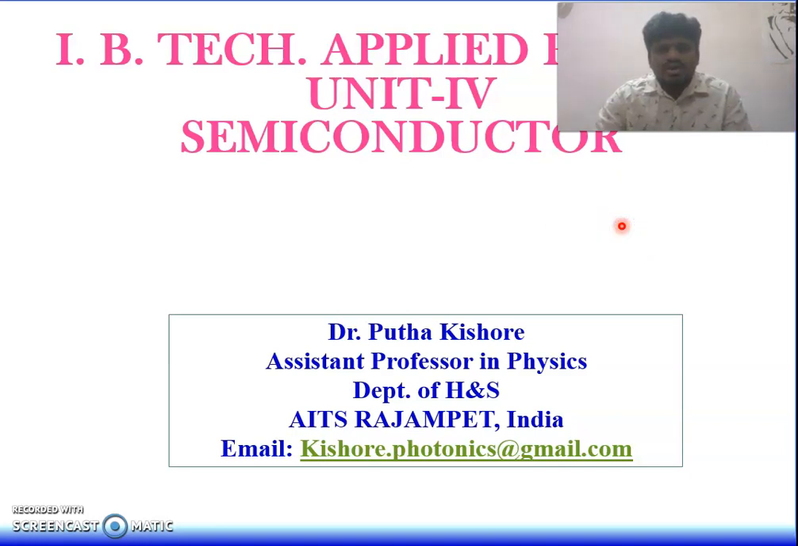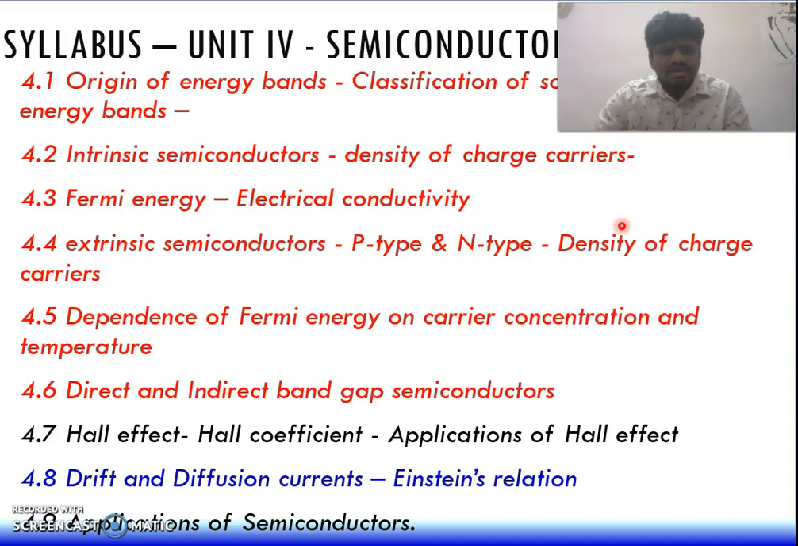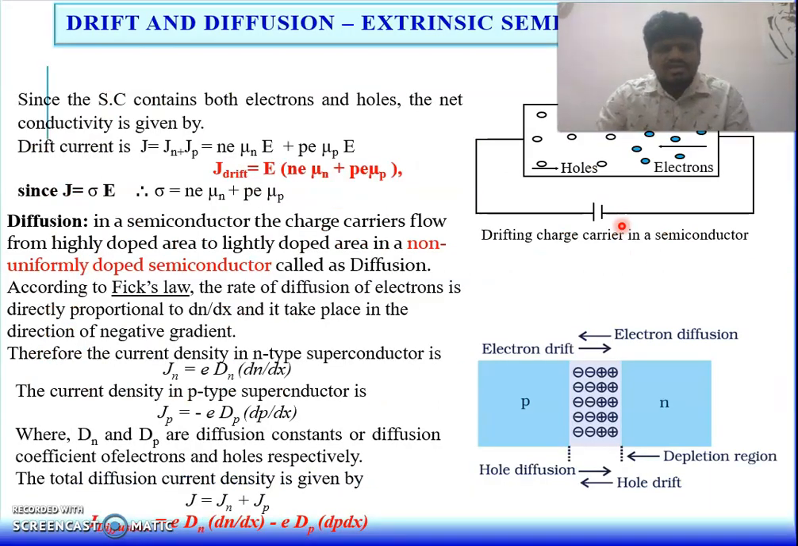Now we are going to discuss in Unit 4 Semiconductors about drift and diffusion currents and the Einstein relation. We already discussed the drift current in intrinsic semiconductors. Similarly, there is a drift current in extrinsic semiconductors also.